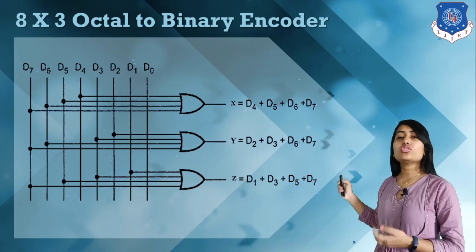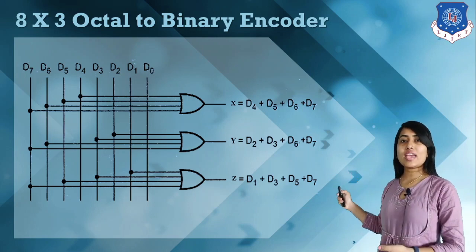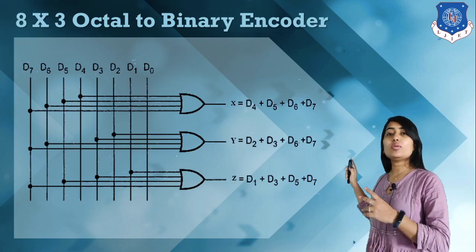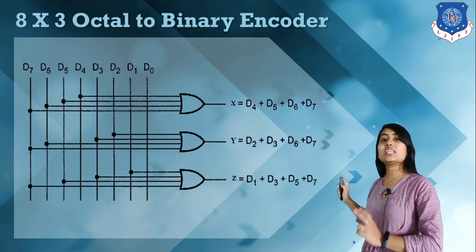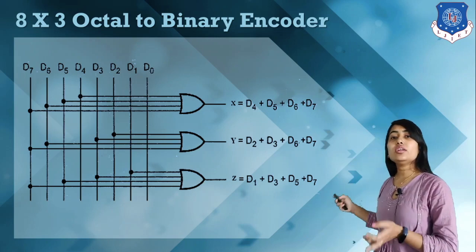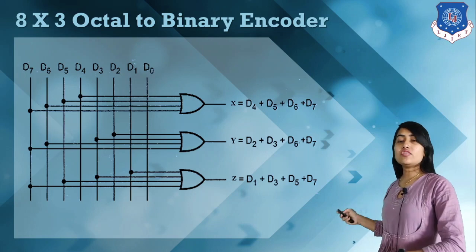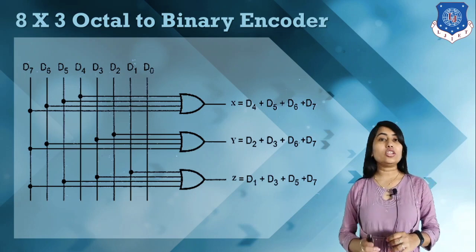Okay, so that's why here we use an OR gate. Here we have a logical expression for X, that is D4 + D5 + D6 + D7. Then for Y, we have D2 + D3 + D6 + D7, and for Z we have D1 + D3 + D5 + D7. So this is how we can design our 8x3 encoder.